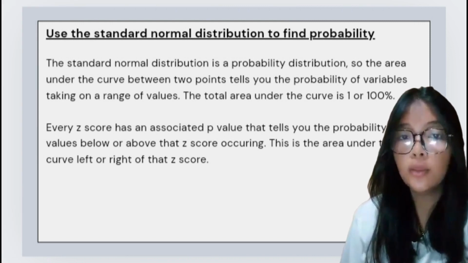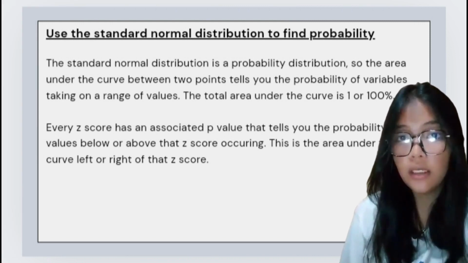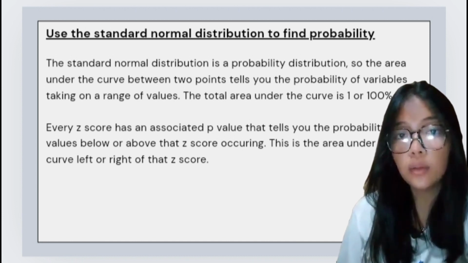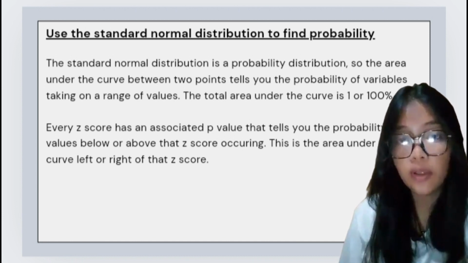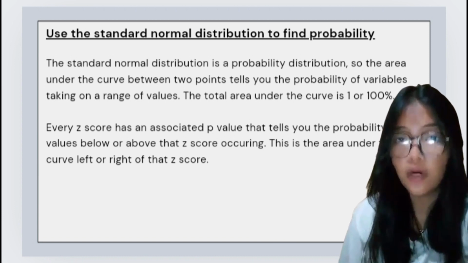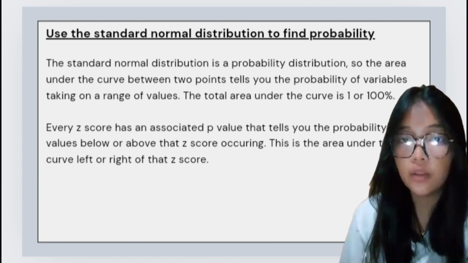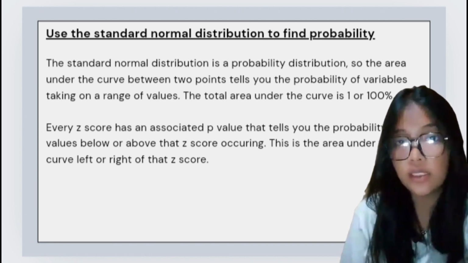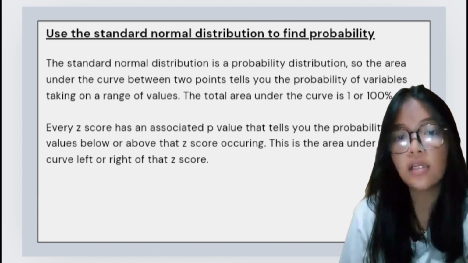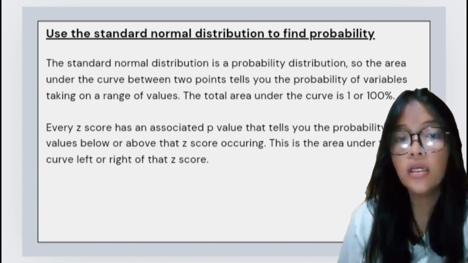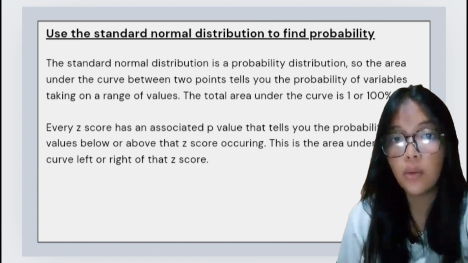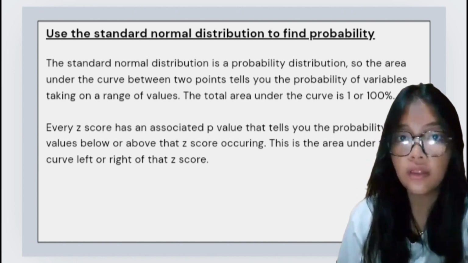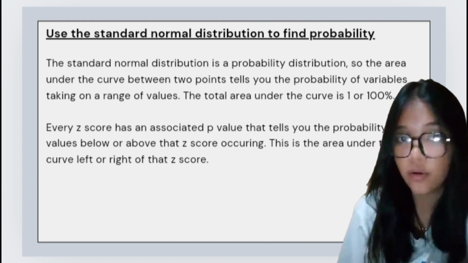Use the standard normal distribution to find probability. The standard normal distribution is a probability distribution. The area under the curve between 2 points tells you the probability of variables taking on a range of values. The total area under the curve is 1 or 100%. Every z-score has an associated p-value that tells you the probability of all values below or above the z-score occurring. This is the area under the curve left or right of that z-score.